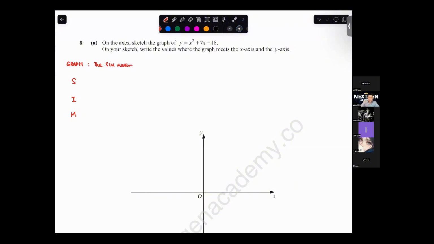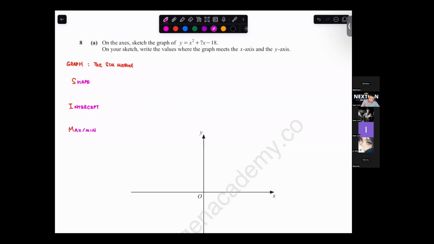Okay, what is the SIM method? There are 3 things that we normally need to define. Number 1, I want you to define what is the shape of the graph first. Number 2, you are going to find where are your intercepts. Intercept means you have your x-intercept and y-intercept. Then for M is either your maximum point or your minimum point. Okay, this one depends on the shape of the graph. Okay, max or min.